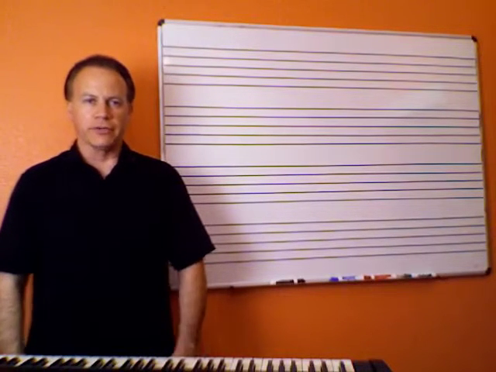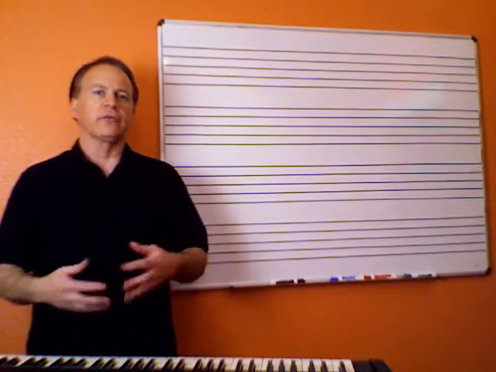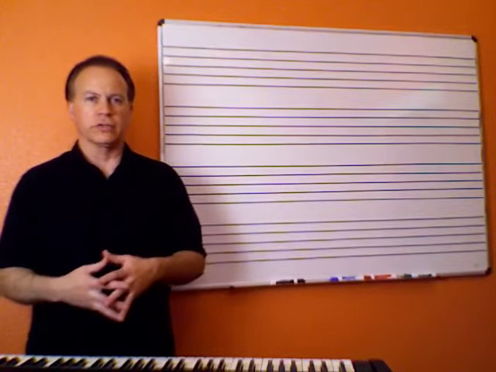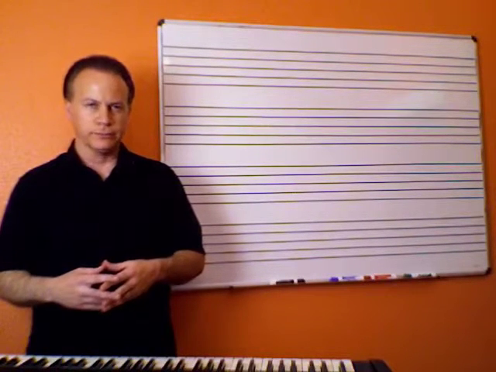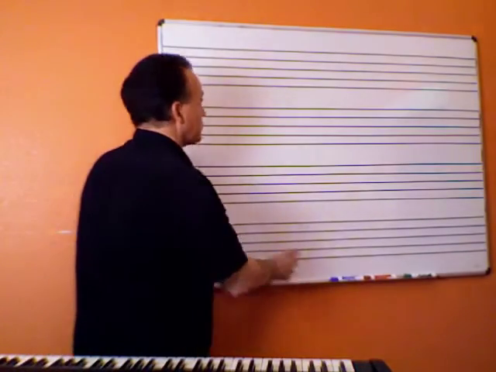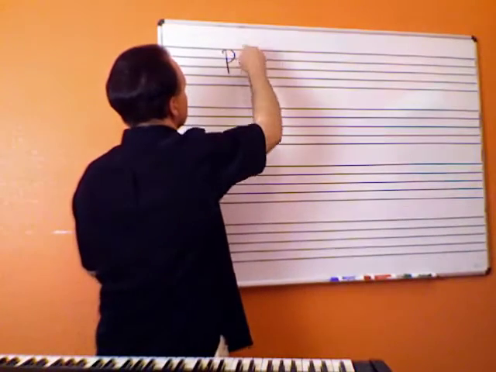Now we're going to talk about another scale, a scale outside of one of our natural modes or diatonic scales. This is a scale called the pentatonic scale. Let's put that on the board. Pentatonic scale.